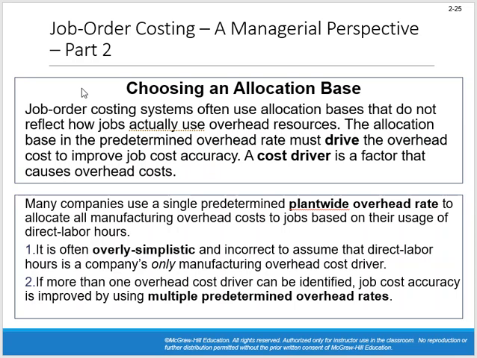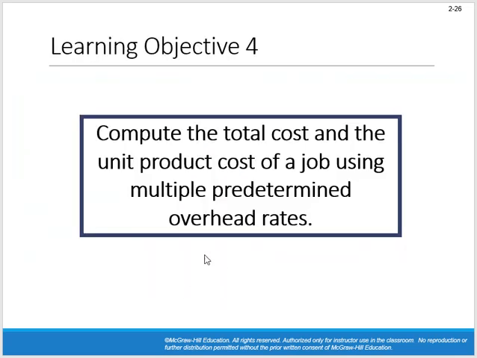Problems. Number one, it's often overly simplistic and incorrect to assume that direct labor hours is a company's only cost driver when it comes to MOH. Number two, if more than one overhead cost driver can be identified, job cost accuracy is improved by using multiple predetermined overhead rates. So let's take a look at how that would work.